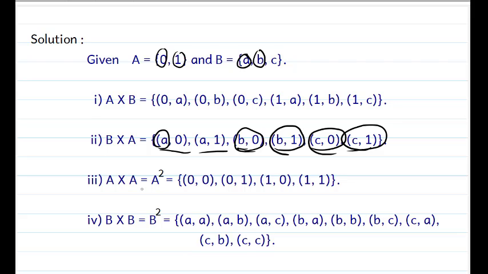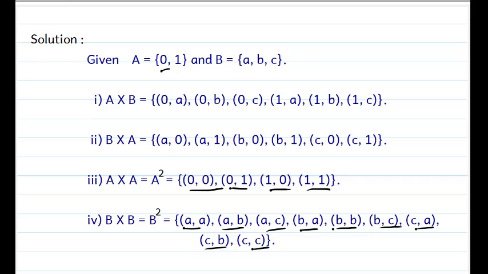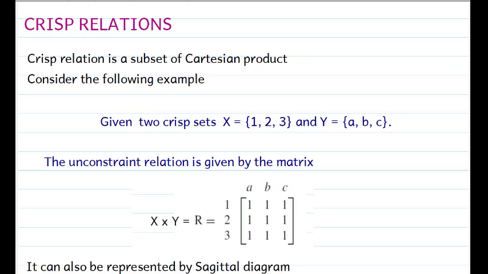Then the Cartesian product of A with A: because we only have two elements in A, we have 0 with 0, 0 with 1, 1 with 0, and 1 with 1. And B with B, because there are three components, we have aa, ab, ac, ba, bb, bc, ca, cb, and cc. This is how we get the Cartesian product.